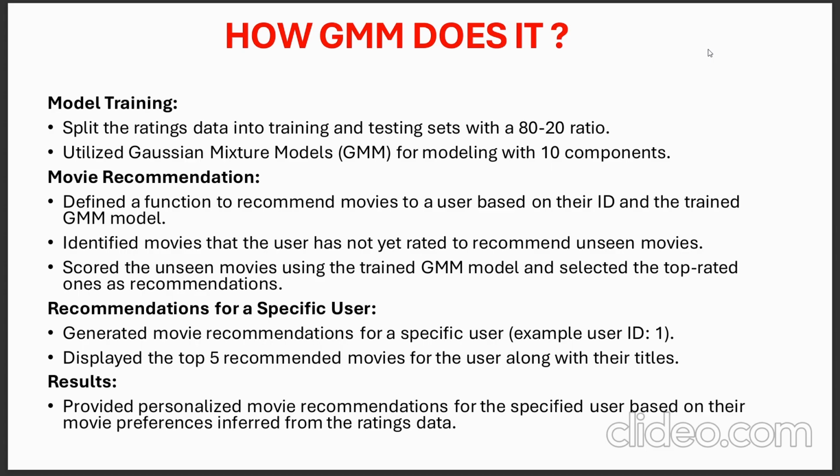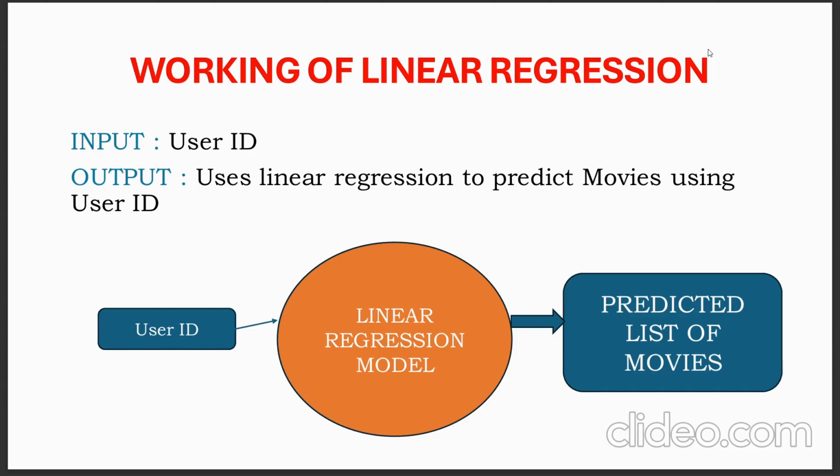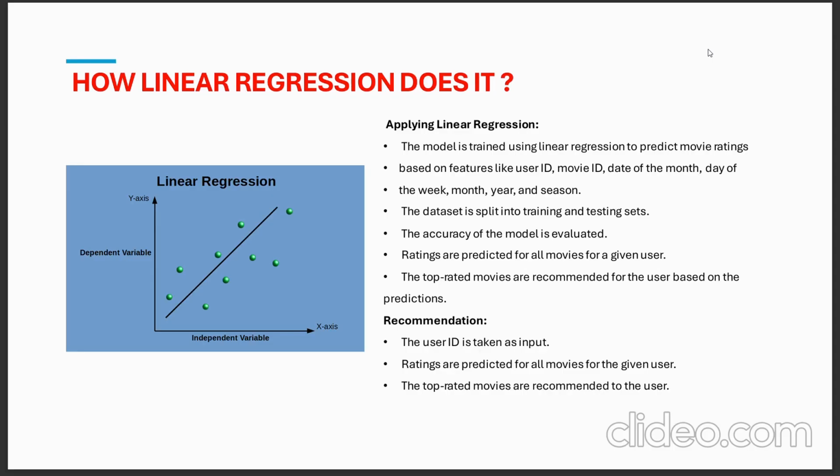Now coming to the linear regression model, we have user ID as an input, and it predicts the list of movies using a prediction score. So how does the linear regression model do it?